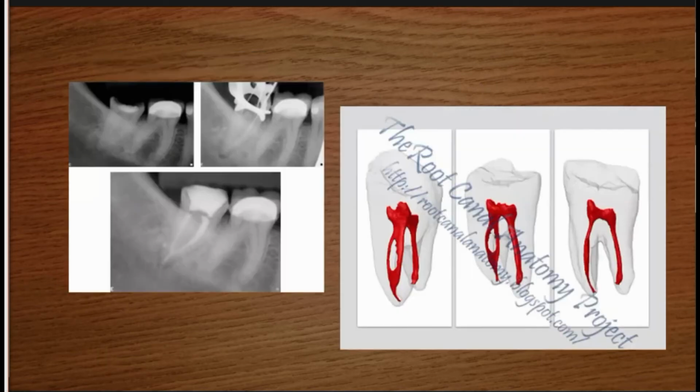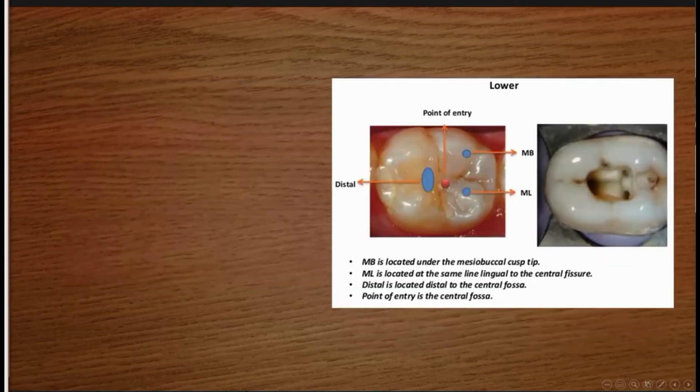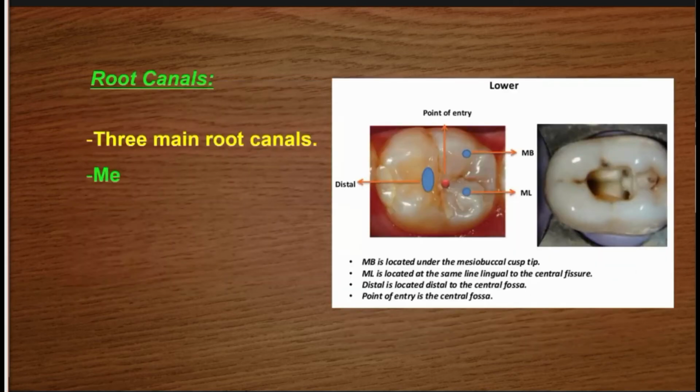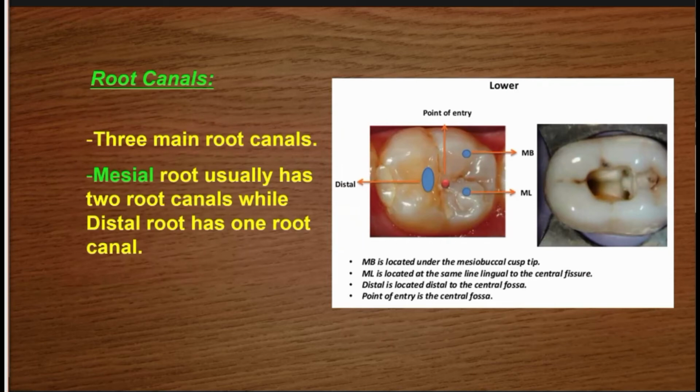Here you can see the root canal is very plain. There are two canals on the mesial side, one on the distal side. Like this, one canal on the distal, two canals on the mesial. Either they have a single opening or they have two openings. Three main root canals. The mesial root usually has two root canals, while the distal root has one root canal. This is the position of the canals.